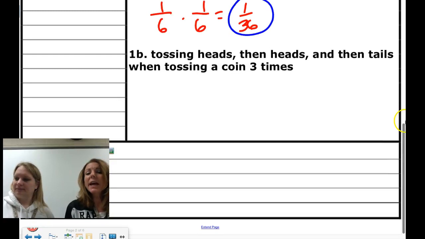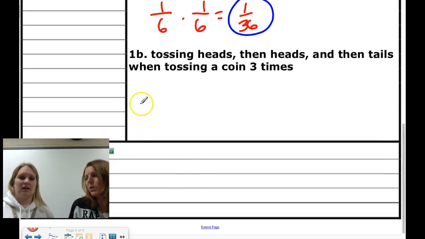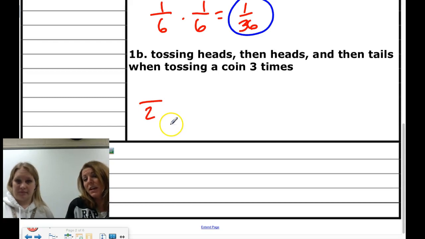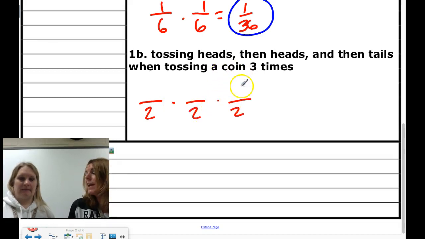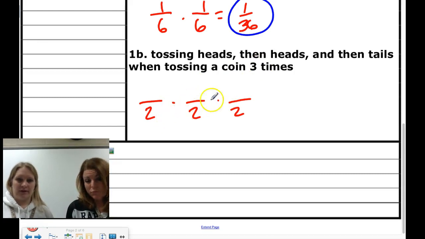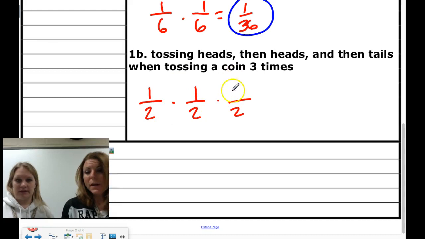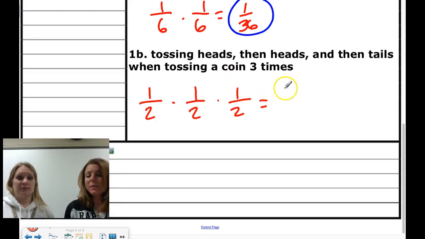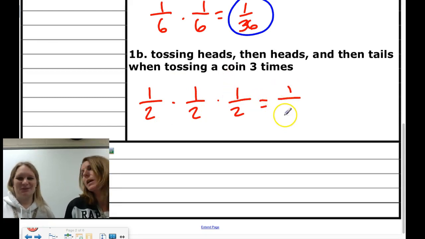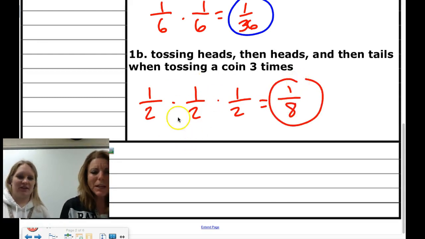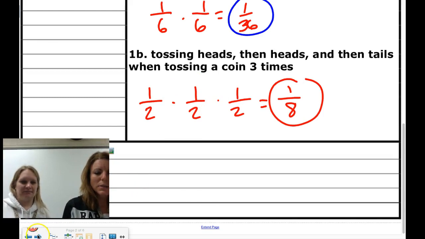Next, tossing heads. Now we're talking about a coin, with options heads or tails. Tossing heads again, then tails. So heads, then heads, then tails, then tails. And tossing a coin 3 times, so there are 3 events. The probability of heads is 1 out of 2. Heads, 1 out of 2. And tails, 1 out of 2. If we multiply, 1 times 1 times 1 is 1, and 2 times 2 times 2 is 8. We're done. These are easy enough. I like them. Let's go to the next page.